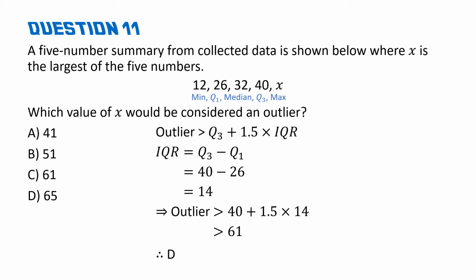This is the sort of question where we could be lucky and say, well, hang on, 65 is the biggest number there, therefore 65 is going to be considered an outlier. Right? This is one of those questions where we can kind of guess the answer.